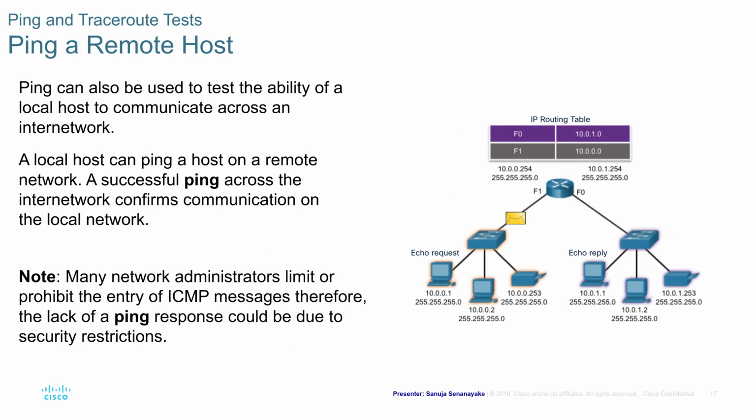Ping a remote host. Ping can also be used to test the ability of a local host to communicate across an inter-network. A local host can ping a host on a remote network. A successful ping across the inter-network confirms communication on the local network. Please note, many network administrators limit or prohibit the entry of ICMP messages. Therefore, the lack of a ping response could be due to security restrictions.